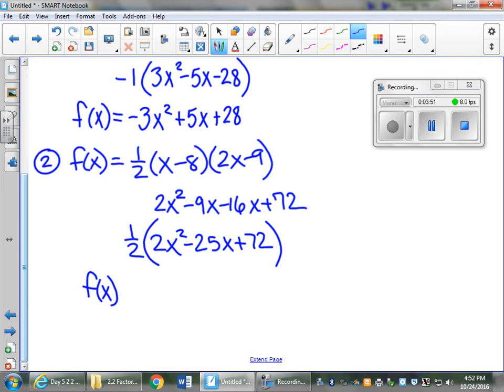So half is the easiest fraction you can work with. You're just dividing them by 2. I don't want any decimals though, so when you divide it by 2, if it's a decimal, leave it in fraction form. Half of 2 is 1x squared. Half of 25 will be a decimal, so I'm going to leave it as 25 halves. Think about putting that over 1 and multiplying the numerators and multiplying the denominators. So you get 25 halves x. And then half of 72 is a whole number. You're going to get positive 36. And that's it. That's going intercept form to standard form.